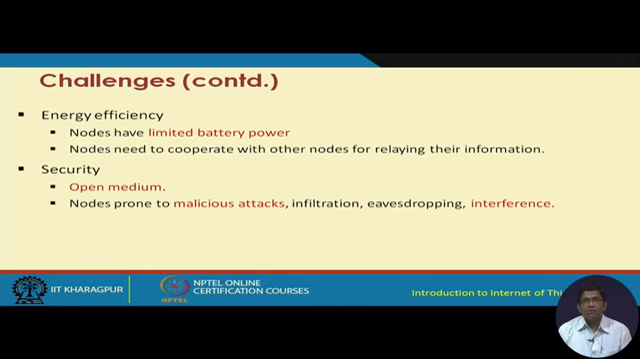Other challenges include energy efficiency. We are talking about very limited battery power, small sized batteries, low electrochemical efficiency. How are we going to have these nodes not only perform their own functions, but also cooperate with the neighbor nodes to relay their information, and so on? Security is also very important. We are talking about an open medium where the nodes are prone to different types of attacks: malicious attacks, infiltration, eavesdropping, interference, and so on.